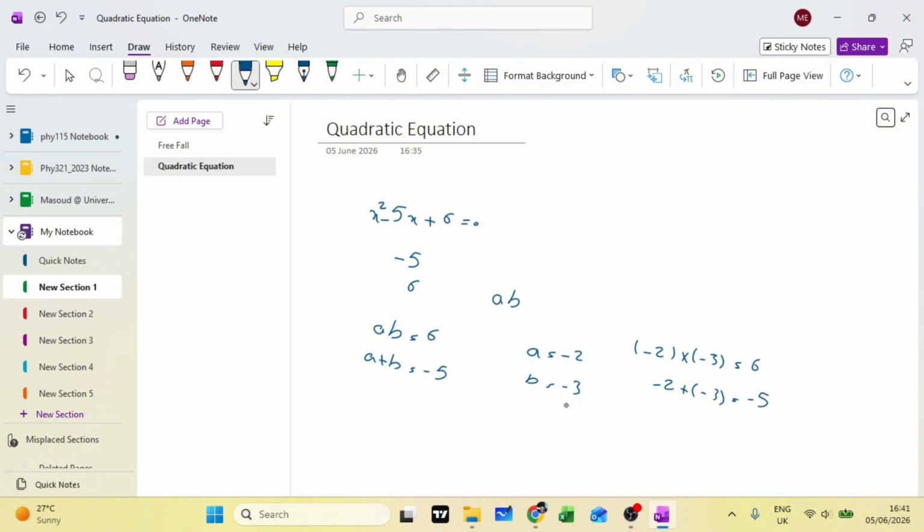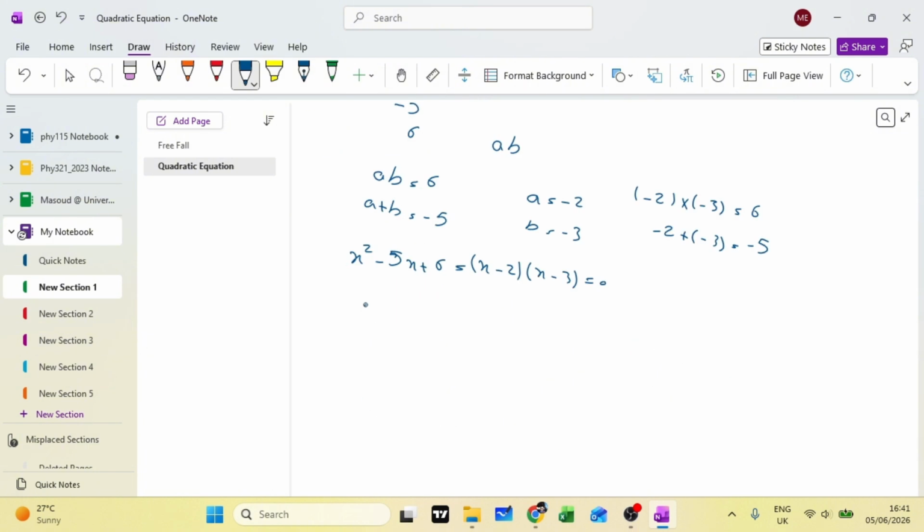All right, as you can see, we obtained these two roots easily from the numbers in this equation. So (x minus 2) times (x minus 3) must be equal to 0. So x must be 2, or x must be equal to 3.